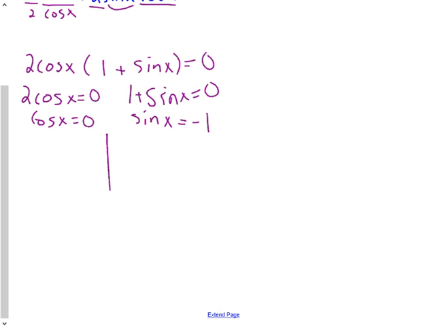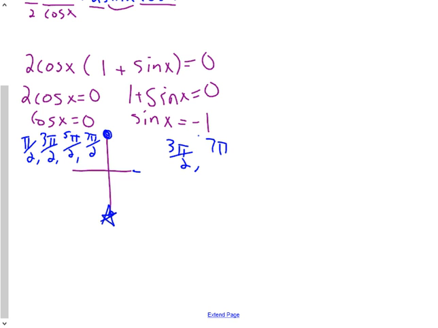Solving both these pieces using our unit circle. Reminder that cosine values are the x values, where is x equal to 0 right here and here, at pi half and 3 pi half. And repeating for 5 pi half and 7 pi half, just for pattern reasons. And sine of x is minus 1 just down here at 3 pi half, and that repeats at plus 2 pi. So putting both of those together, we've got pi half, 3 pi half, 5 pi half, 7 pi half.